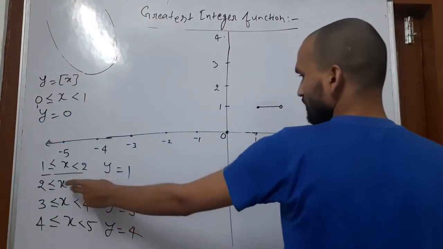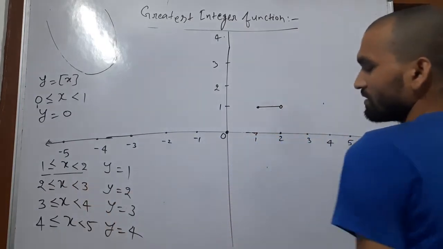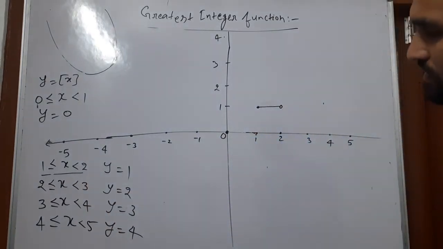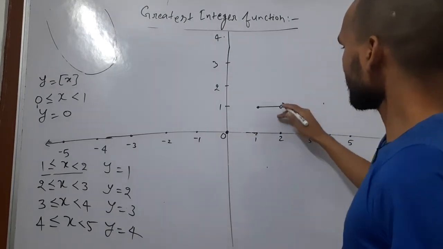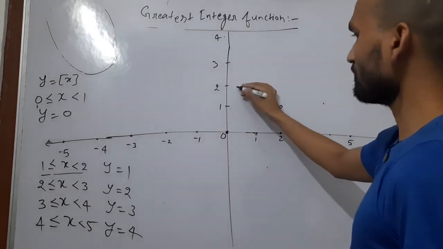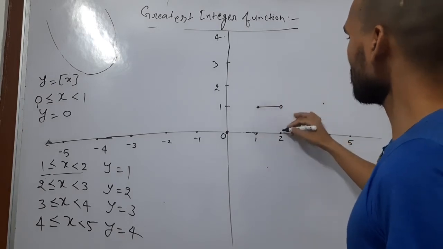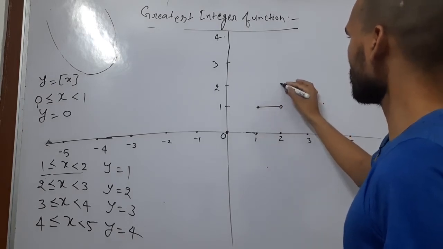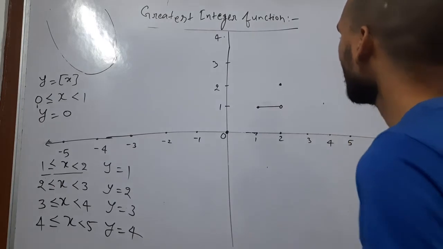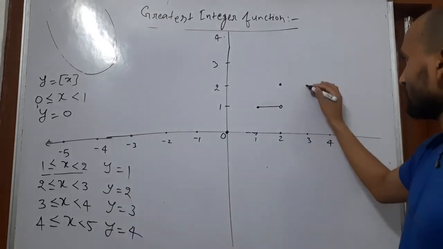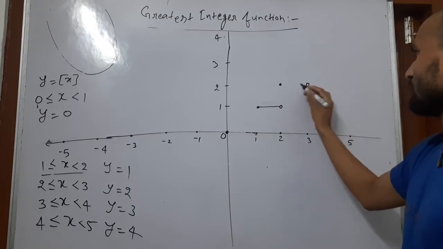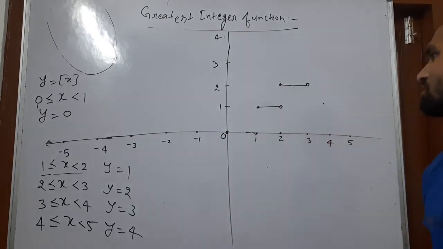Okay, in another case, when x is from 2 and before 3, y is 2, so when x is 2, the value will be 2, so in front of 2 here we should dot the circle, and here 3 is not taken, so in front of 3 we should take a hollow circle and join these points.